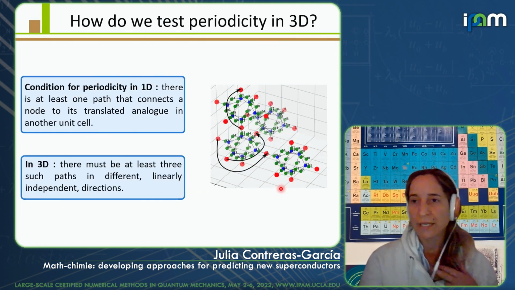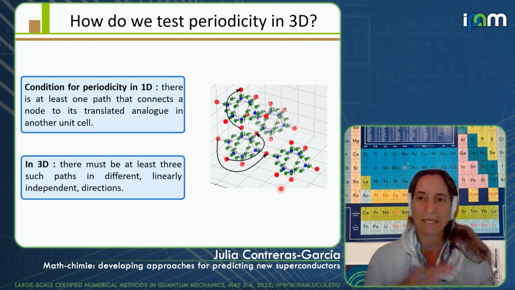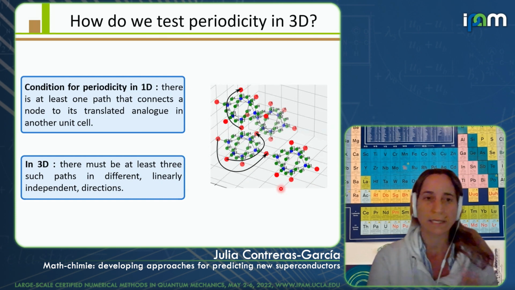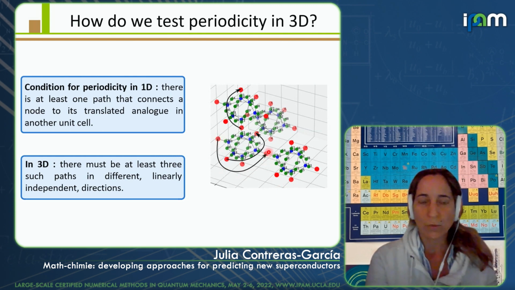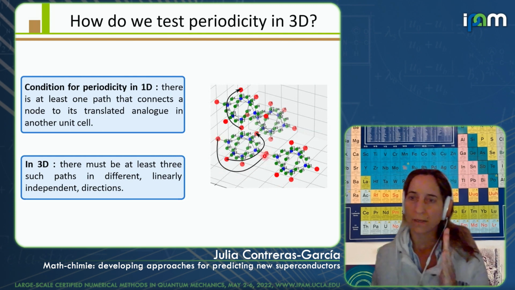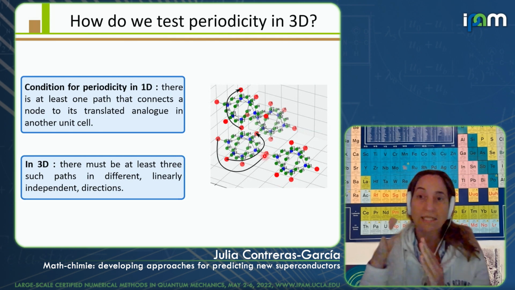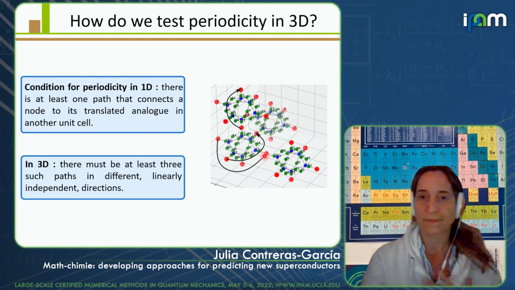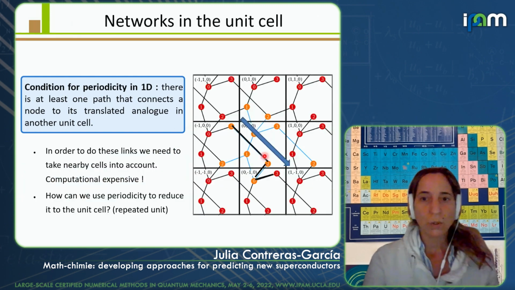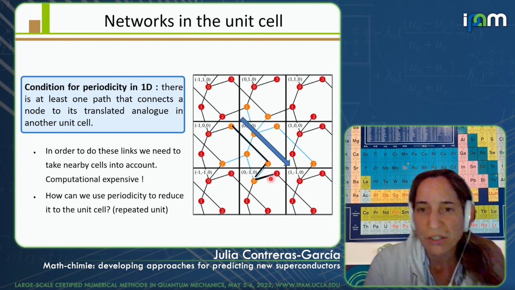We needed to define, so basically, it is delocalization in 3D. So we need the condition of periodicity in 1D, which is basically that one node is connected to its translated one in a periodic unit that we don't know in which direction, and this needs to happen in 3 directions. So starting with the periodicity in 1D, let me show you one example here.